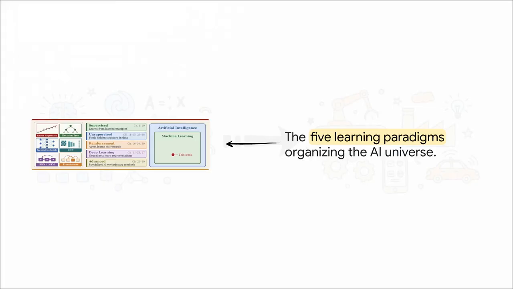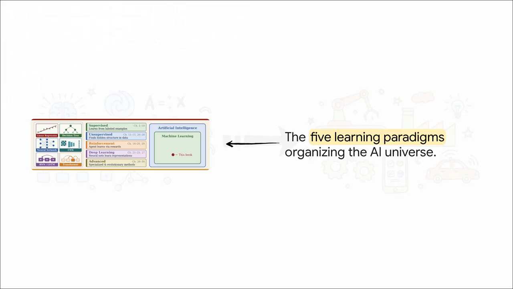And what's really cool is that before you even touch a line of code, the authors intuitively map out the entire AI universe for you. In Chapter 0, they organize the whole landscape into 5 learning paradigms: supervised, unsupervised, reinforcement, deep learning, and advanced techniques.